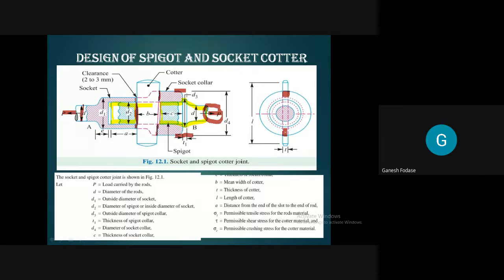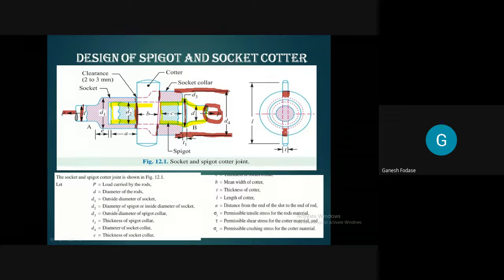Sorry, this is D4 actually. This one is D4, the diameter of the socket collar. And D3 is the diameter of the spigot collar. So there are two collars: this is the spigot collar, and this one is the socket collar. Socket collar diameter is D4, and spigot collar diameter is D3. Okay, D3, D4 clear. D1, D2, D3, and D4.